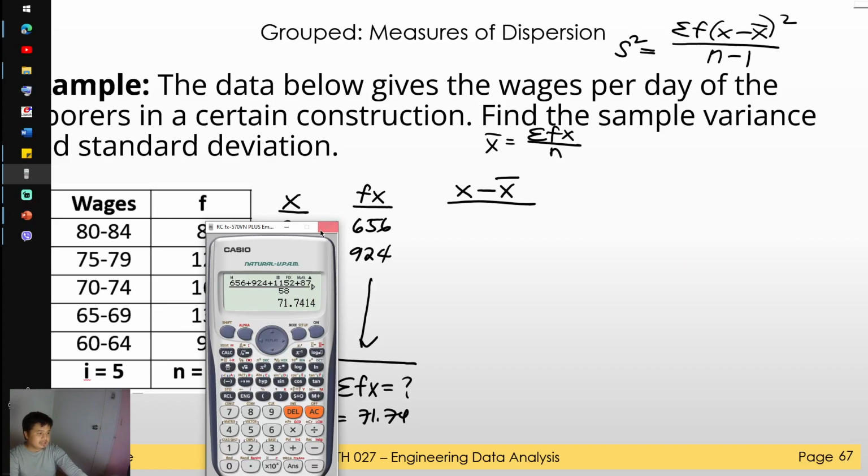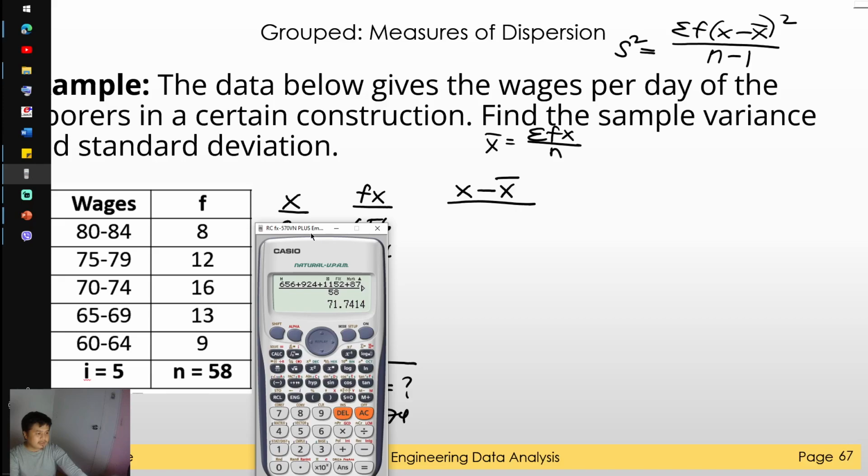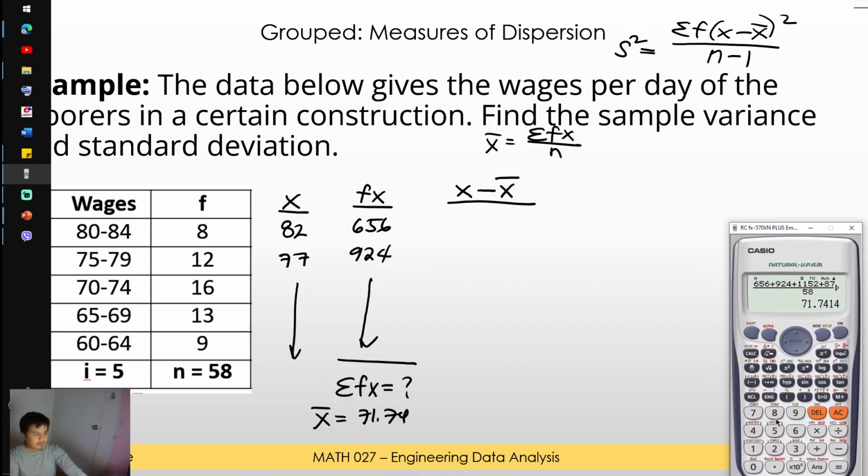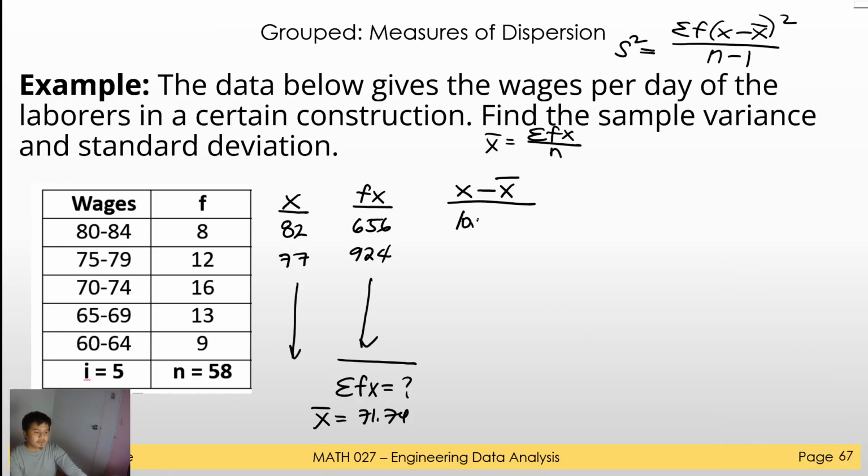Therefore, we want to find the difference between this class mark and this mean. We can store this as A, if you want: Shift, Store, and then A. Then we have alpha x minus alpha A. So 82 minus alpha A, this is just A, we have 10.26. Up to 2 significant figures na lang, guys. We can just use 2 significant figures.